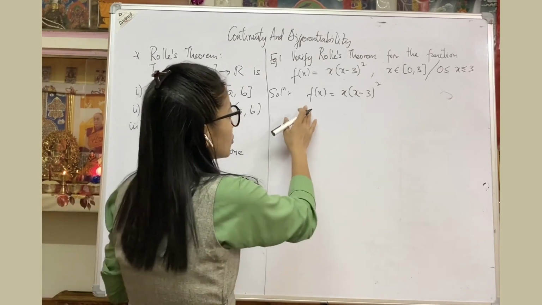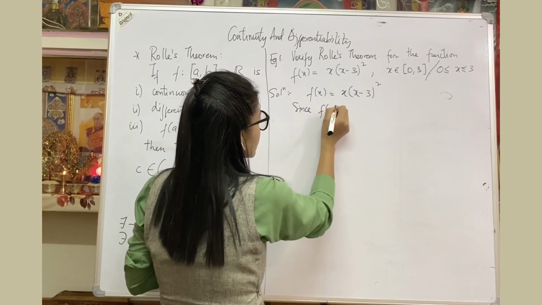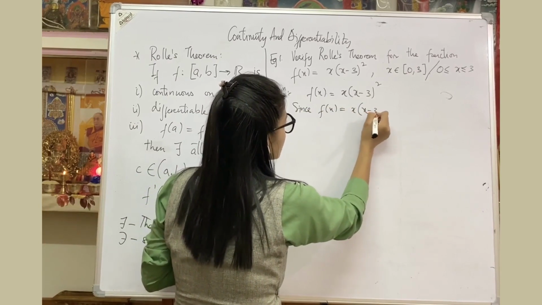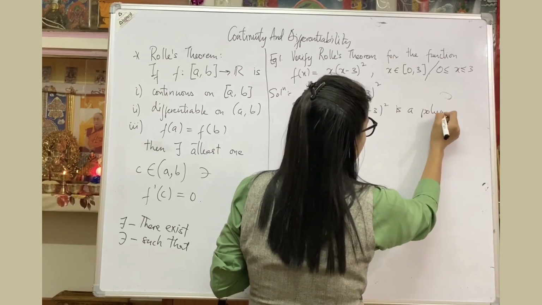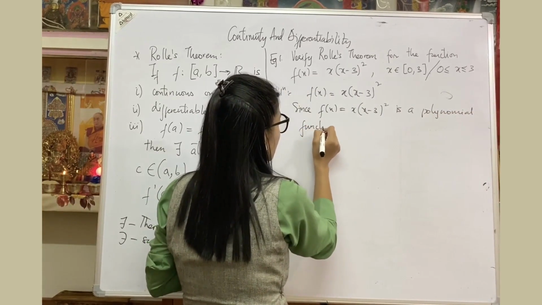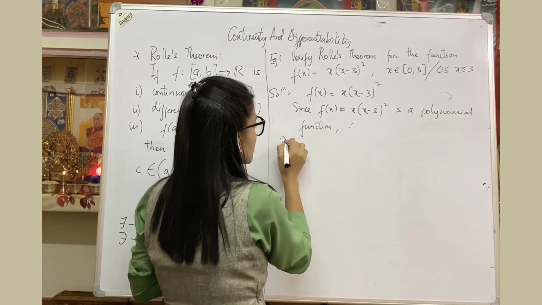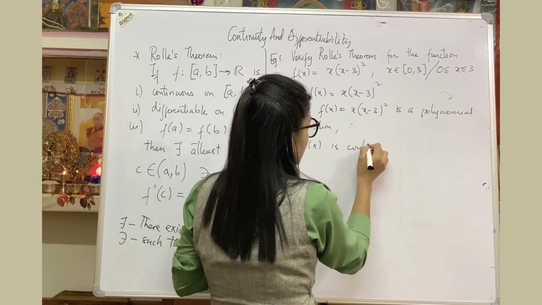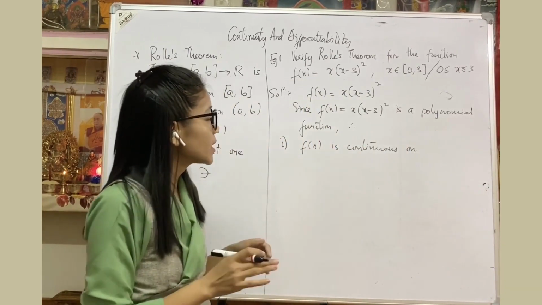Now you write this. Since f(x) equals x into (x minus 3) whole square is a polynomial function, therefore, number 1, what do we have? f(x) is, you will write this, continuous on. Now look here.